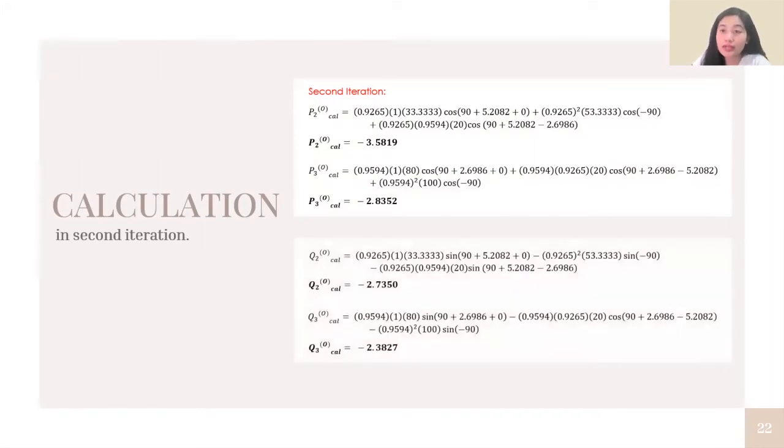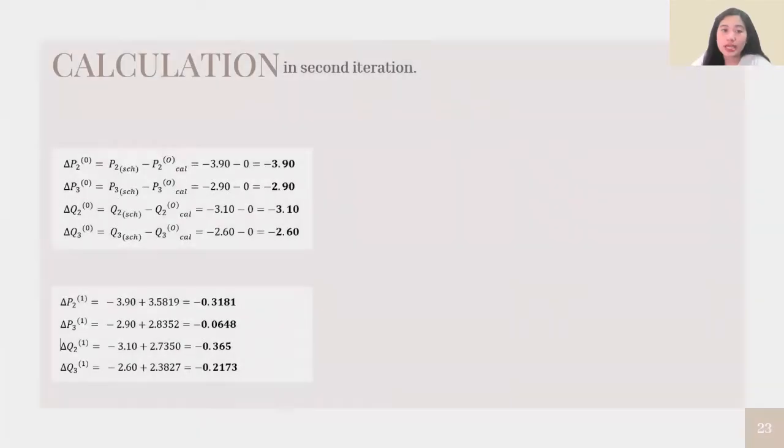As for our reactive powers naman sa calculated, for Q2, that's negative 2.7350. And for our Q3 calculated is negative 2.3827. Okay, from that, same process, ang gagawin natin is we have to solve for our delta P2, P3, Q2, and Q3. So, kailangan lang natin i-minus yung ating P2 SCH doon sa ating nakuhang P2 calculated. So, as you can see here, finlash ko na din yung sa first iteration to give a comparison.